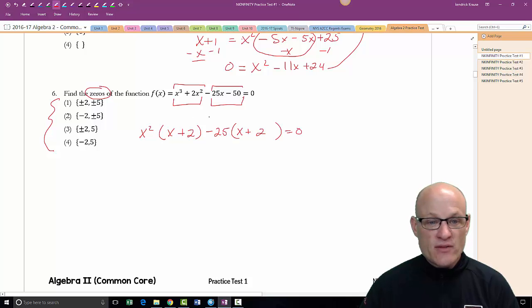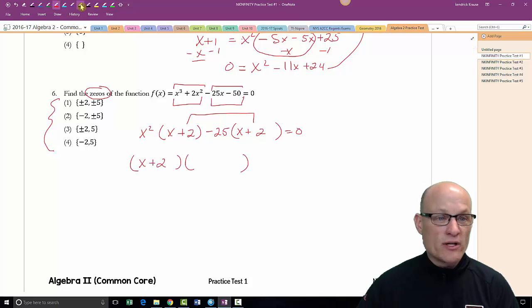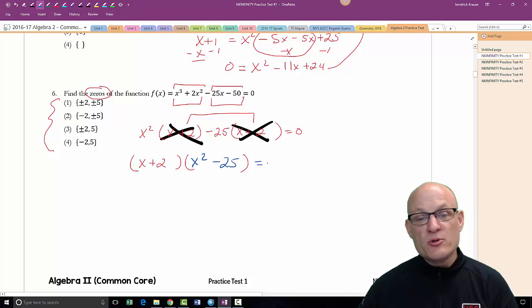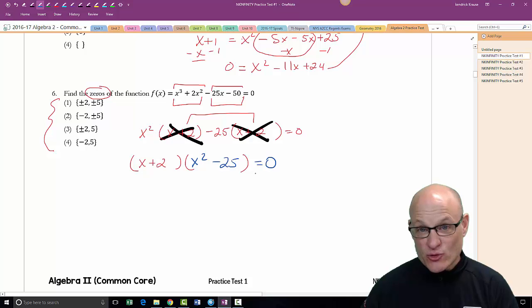Notice that these two sets of parentheses match. That's my first set of parentheses, x plus 2. My second set are whatever is left over when I take those away. And that would be x squared minus 25. Now I hope you recognize that to be the difference of two squares.